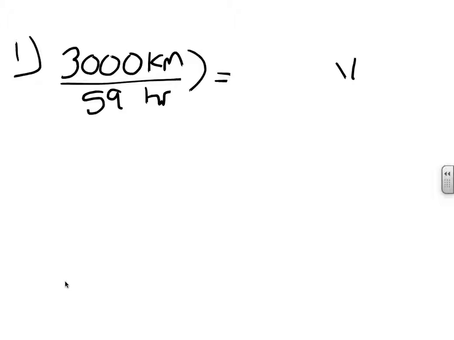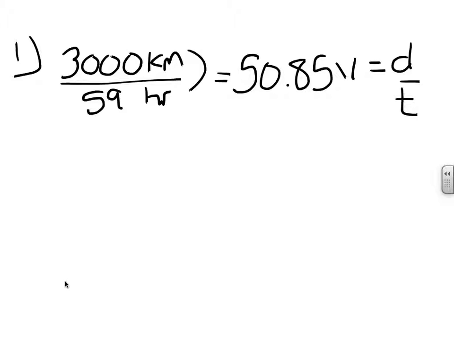I'm just using the formula V equals D over T, which is our primary formula here for problems A. That works out to 50.85, which when we look at it, the 3,000 only has one sig fig, so we want to round that off to 50 kilometers per hour.